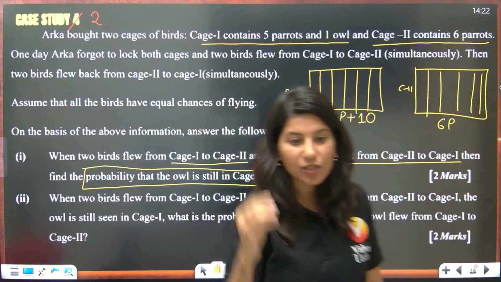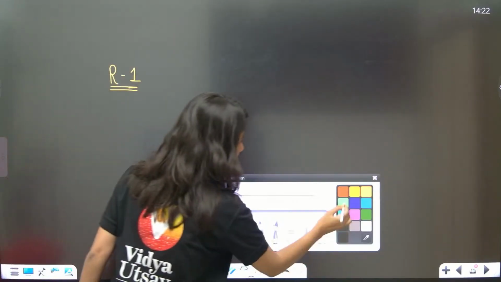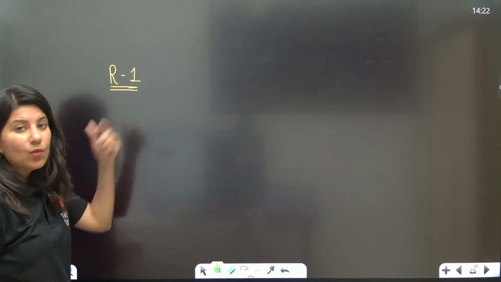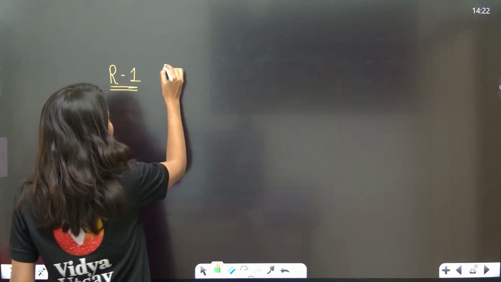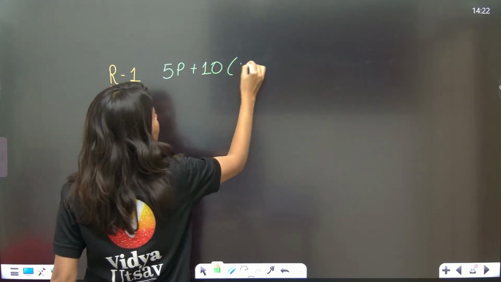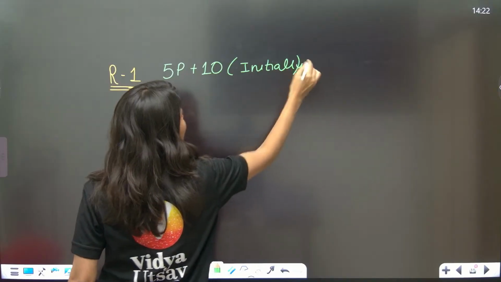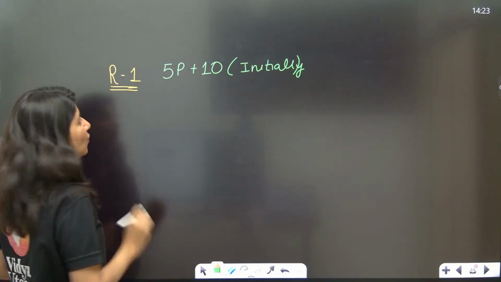This is a big question, we need to think. Owl is still in cage 1. So understand, what are the possible cases? Round 1, in round 1 2 birds flew away. 5 parrots plus 1 owl initially. Now, 2 birds are transferring. So what is happening?